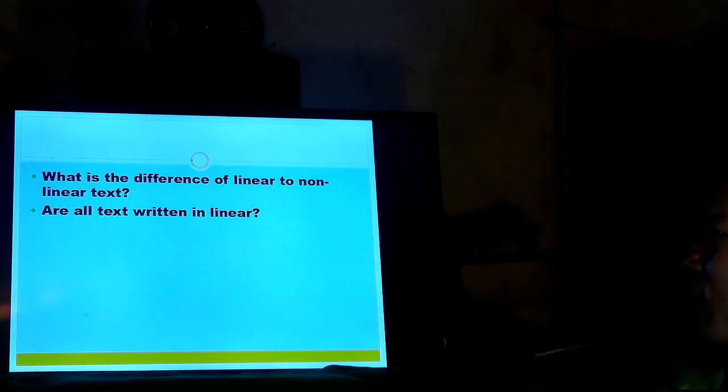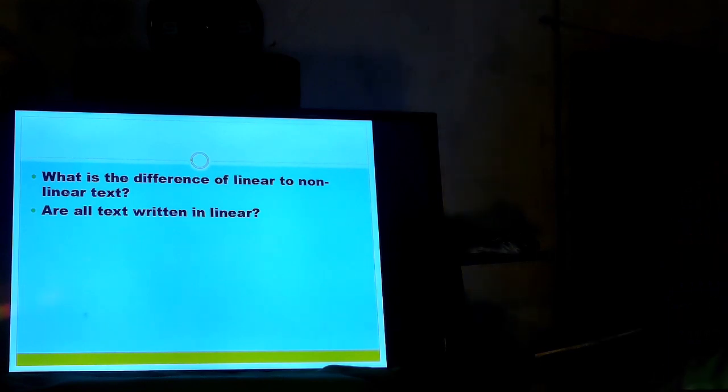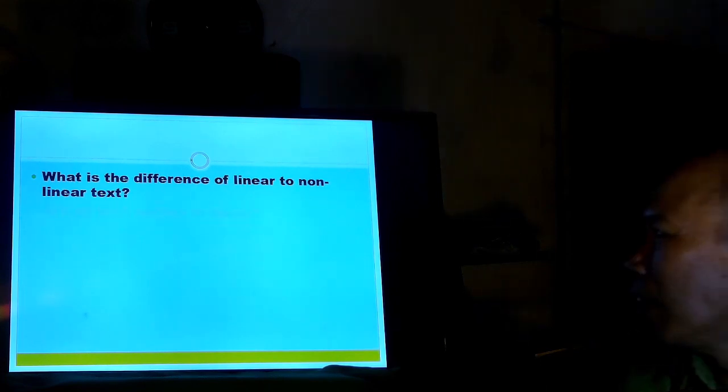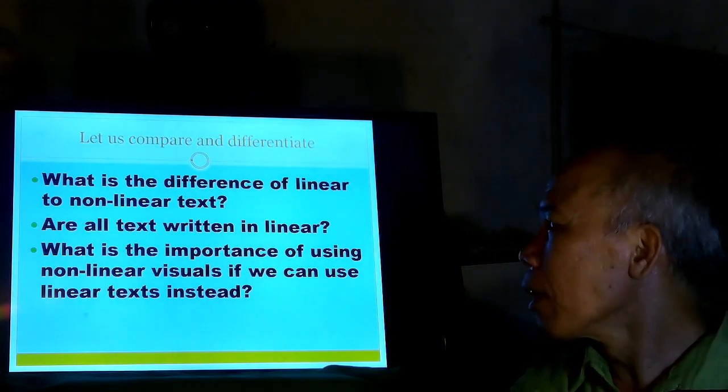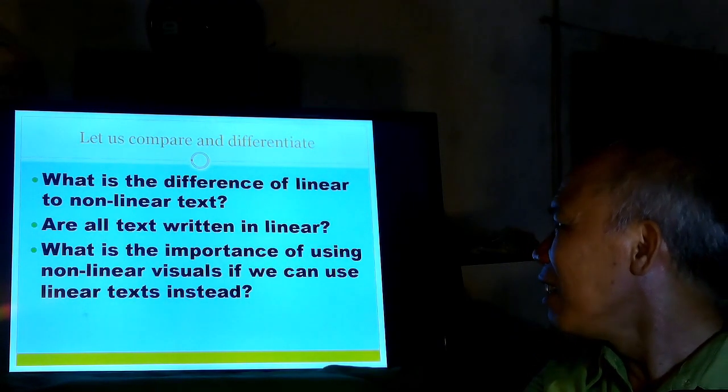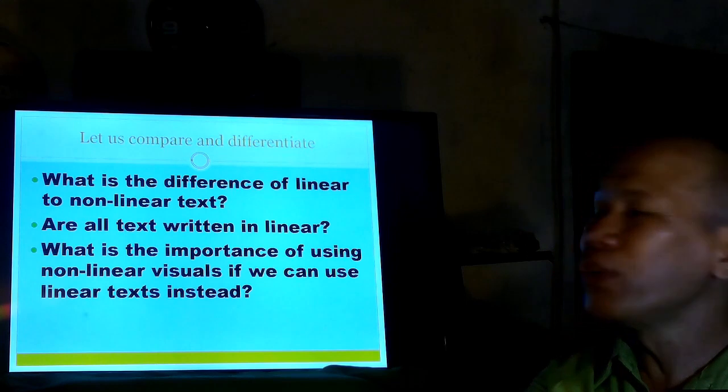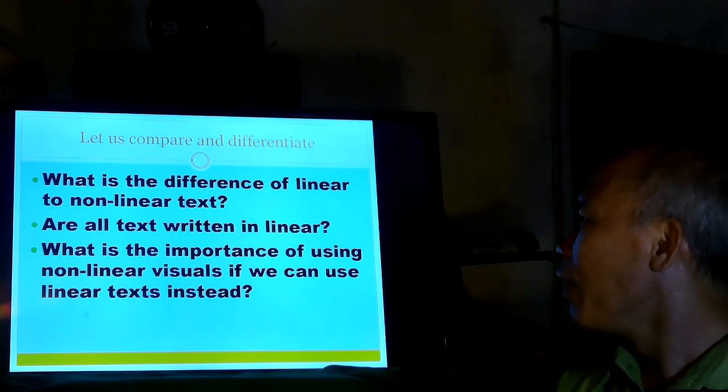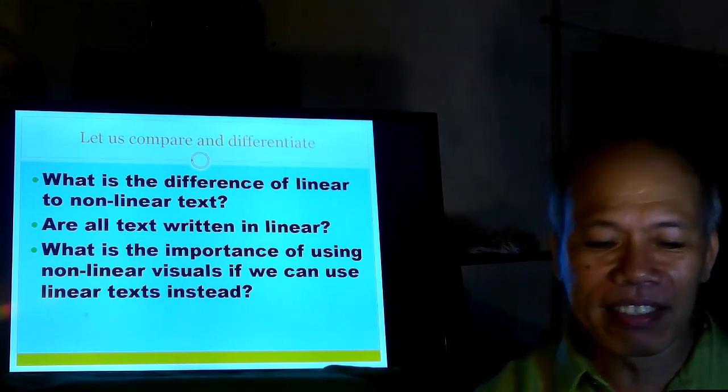What is the difference of linear to nonlinear text? Very good. Are all texts written in linear? What is the importance of using nonlinear visuals if we can use linear texts instead?